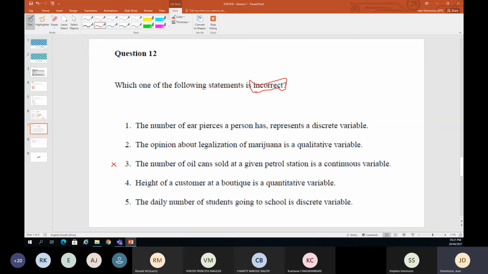Charity, I can't hear you. Okay, I was saying the incorrect one is number 3 because we can't have a continuous number of oil cans. We can't have 1.3 oil cans. We can only have a discrete number of oil cans. Perfect. Great. 100%.